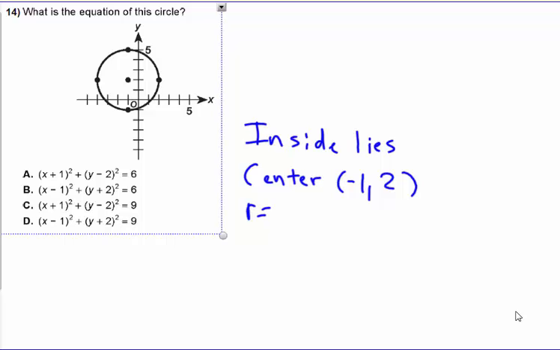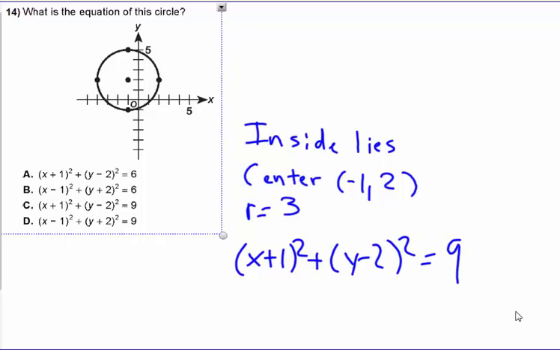And our radius looks like 3 units. So now we'd have (x + 1)² + (y − 2)² = 9. So our answer would be C.